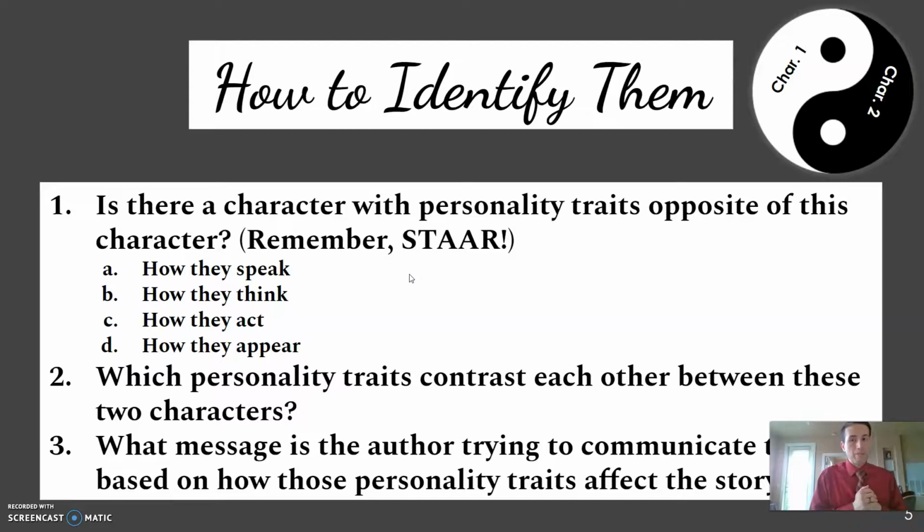I have a bit of a list here. The first thing is you're going to want to look for a character that has personality traits that are opposite of one of the main characters. So remember the acronym STAR. You're going to want to ask yourself, based on the way this character speaks, thinks, acts, and appears, how are they different from another character in the book? And once you're done contrasting those two character traits, the third question you need to ask yourself is, what message is the author trying to communicate to us, the readers, based on how those personality traits affect the story?